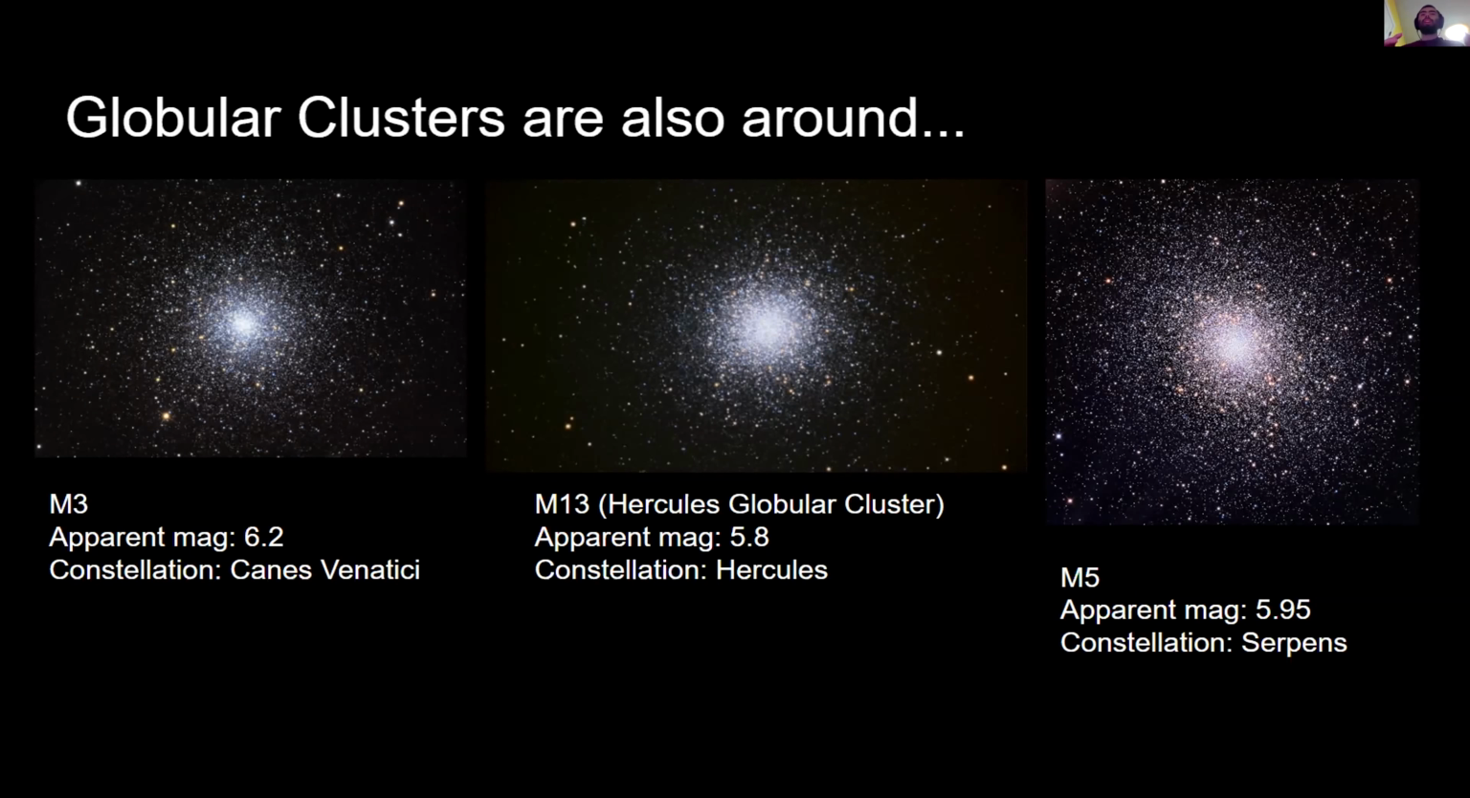So those are all good targets. You can just take Stellarium or whatever app you're using and look for some bright Messier objects that are up, and those should be pretty good to look at through a telescope.